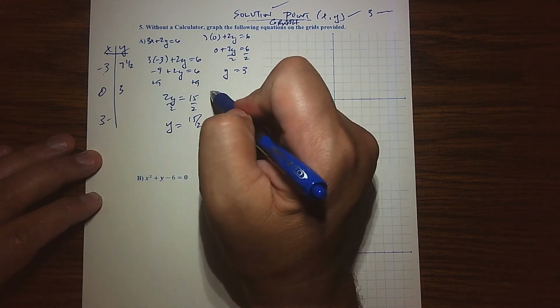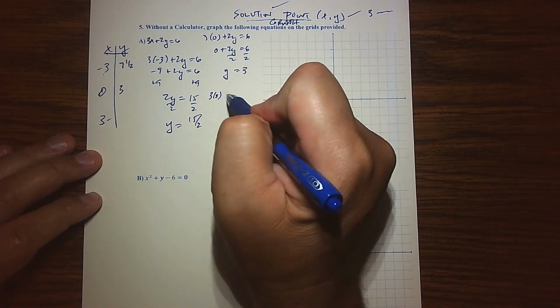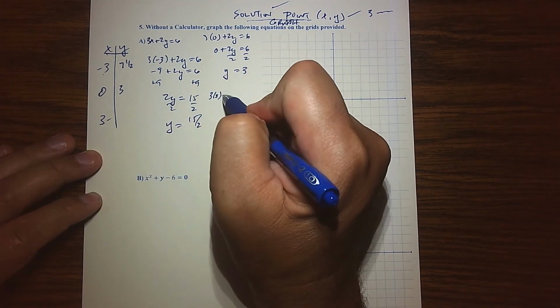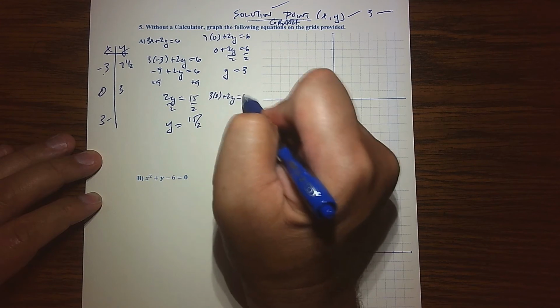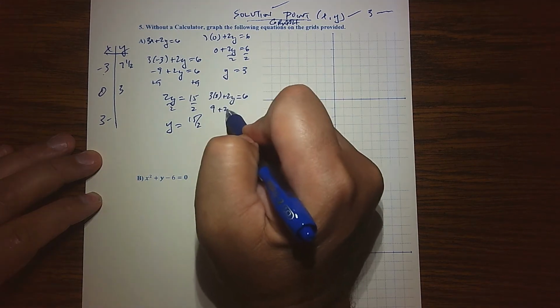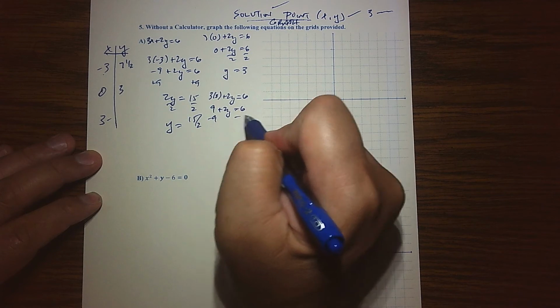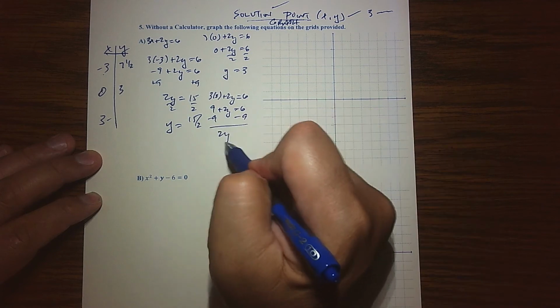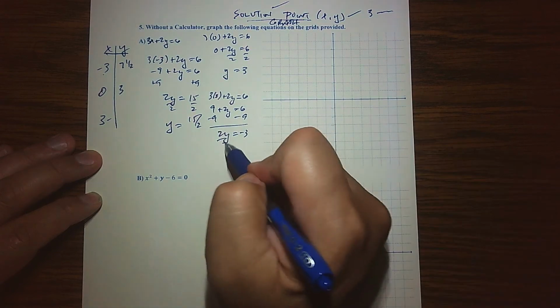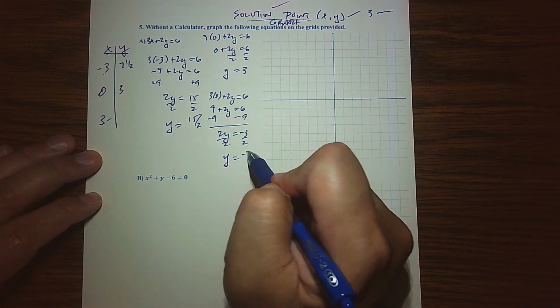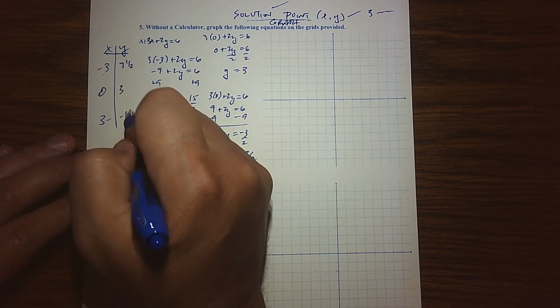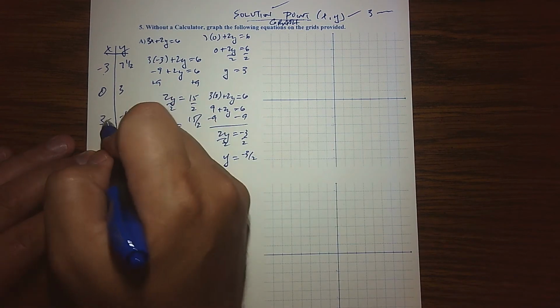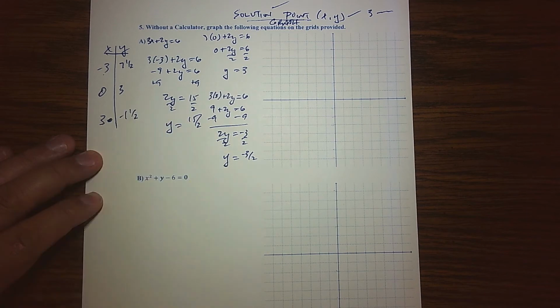What happens when x is 3? Well, we plug that in. Do the math. So we get 9 plus 2y equals 6. Subtract 9 from both sides. We get 2y equals -3. Divide by 2. We get -3 halves, or basically -1.5. So I have basically 3 data points.